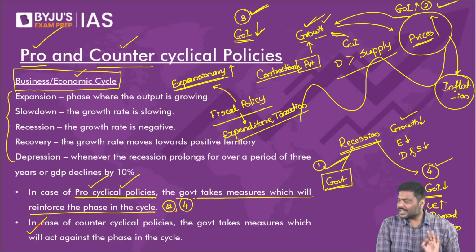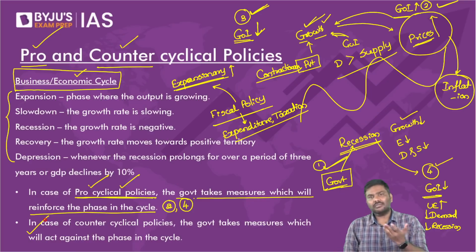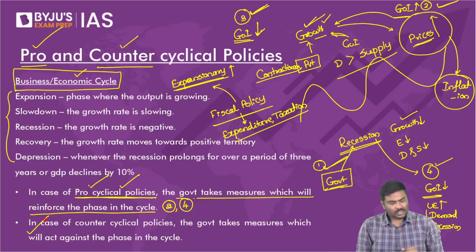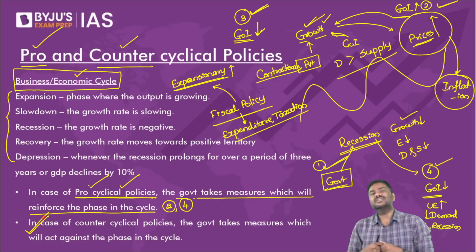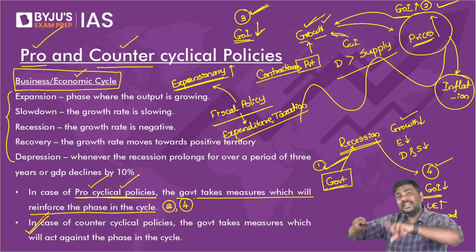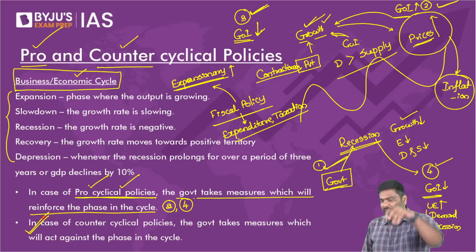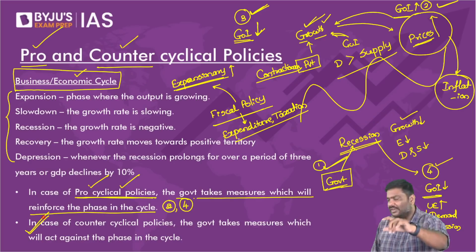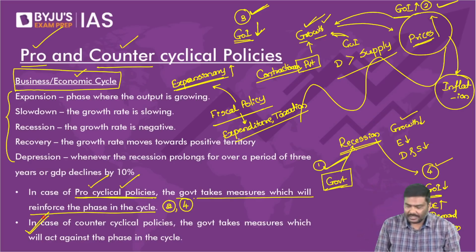What about counter-cyclical policy? Explain examples. My dear, already we have discussed examples, right? Please join on time. What about counter-cyclical policy? I said counter-cyclical policy means whenever government policies will reduce the intensity of the events taking place in the economy. The policies of the government will reduce the intensity of the events taking place in the economy. Example 1 and example 3.